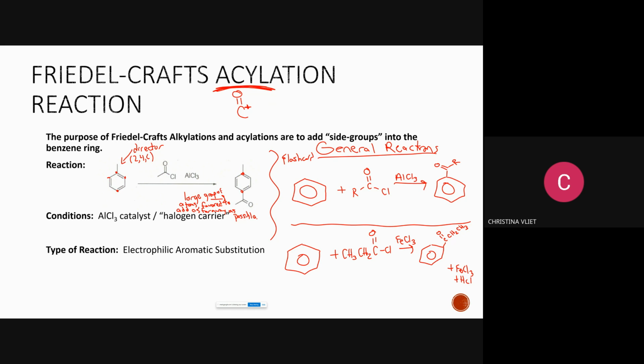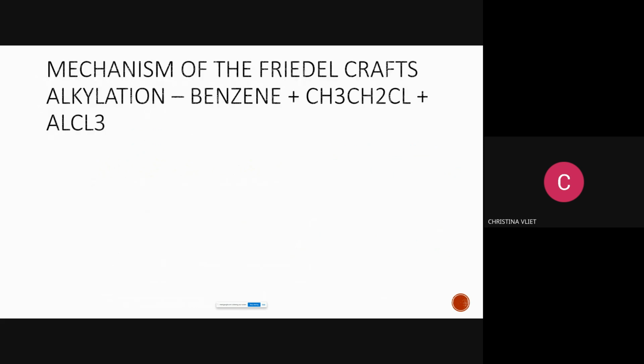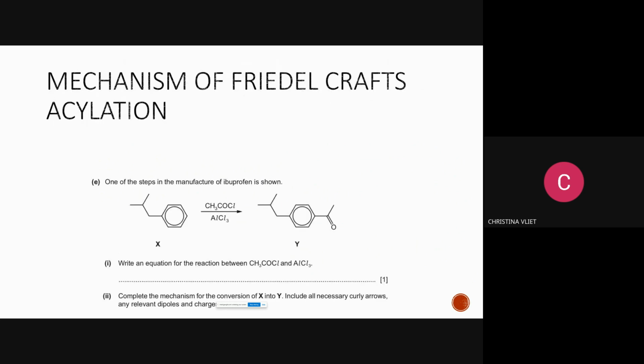We're good? So I'm going to skip this one because this is the one I'm going to ask you to do because it's a little bit easier. I'm going to show you this one because it's from a paper 4. This is one of the steps to manufacture a medicine called ibuprofen.